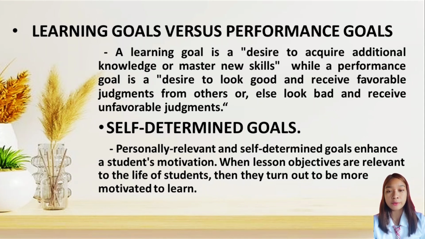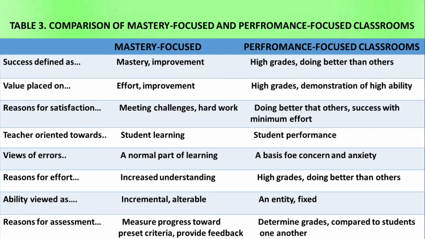How do they differ? A learning goal is a desire to acquire additional knowledge or master new skills, while a performance goal is a desire to look good and receive favorable judgment from others, or else avoid looking bad and receiving unfavorable judgments. The student with a learning goal is mastery focused, while the student with a performance goal is focused on performance. Table 3. Comparison of mastery focus and performance focus classroom.